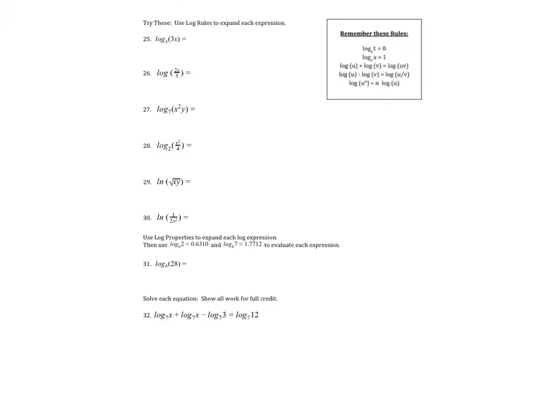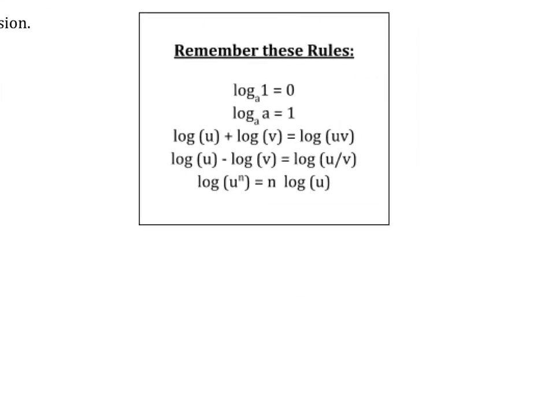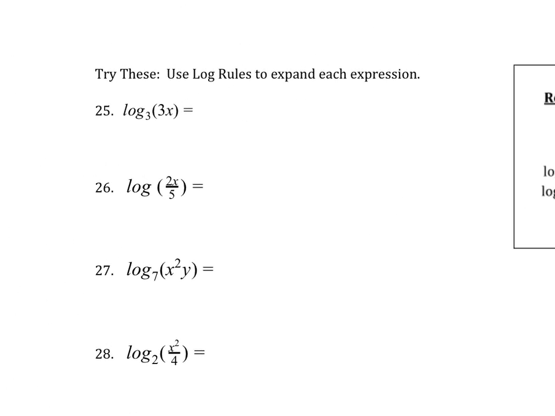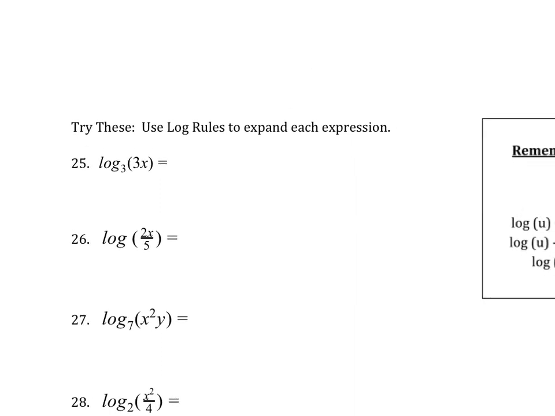Once again, I have those rules on the far side. This is the same thing as log of u divided by v, written a little bit more appropriately. So I'm going to write this out. Use the log rules to expand each expression. Well, these are multiplied together. I don't like that. These are multiplied together, and you have the rules. If they're multiplied, then I'm really looking at an addition situation. So I have log base 3 of 3 plus log base 3 of x.